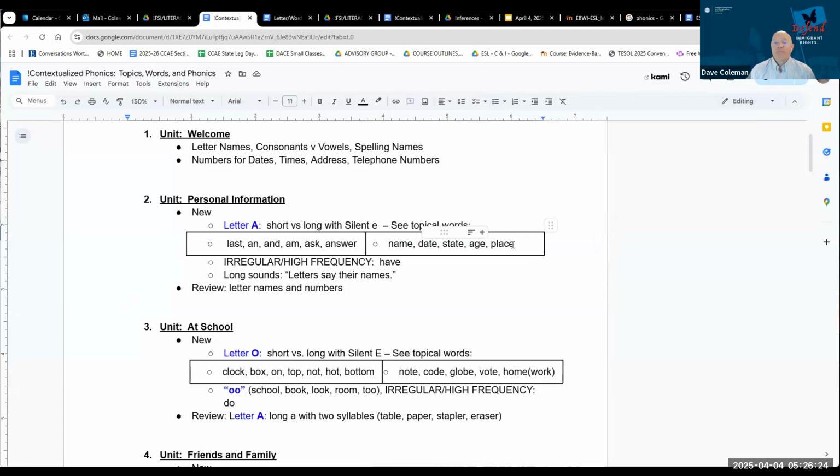So the point is, it's very focused, but it's also tied to the unit that they're studying. What are you guys hearing? What questions do you have? Does that make sense? It does, yeah.